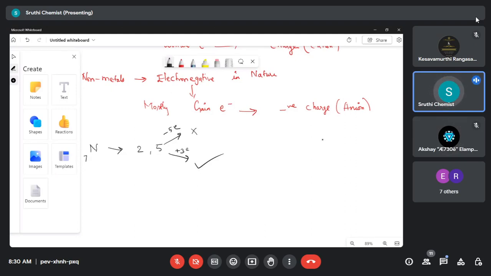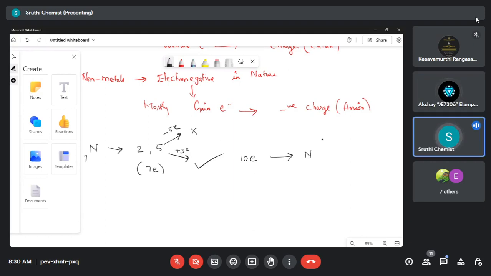So if this nitrogen gains 3 electrons, now it has 7 plus 3, which is 10 electrons. So how many electrons are in excess? 3 electrons. Then what is the charge of nitrogen? Minus 3. Yes, exactly right. It is -3. Clear, students?